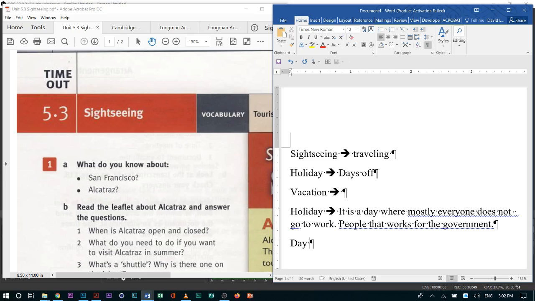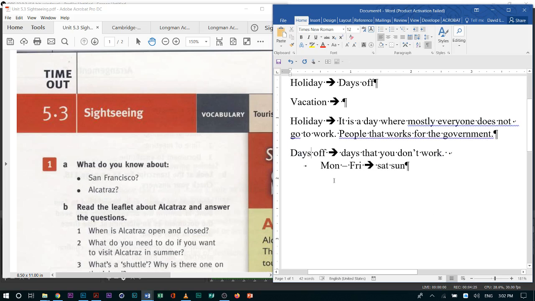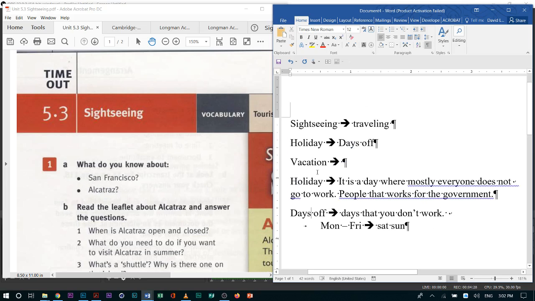Now the next word is day off. When we talk about day off, we are talking about days that you don't work. So for example, if you work from Monday to Friday, right? Your days off will be Saturday and Sunday. For days off, it means those days that you do not work. So even though you don't work, other people work. So we call this days off.